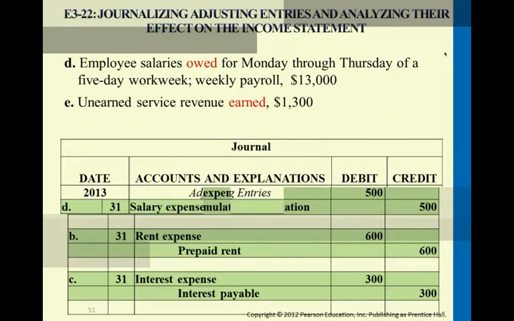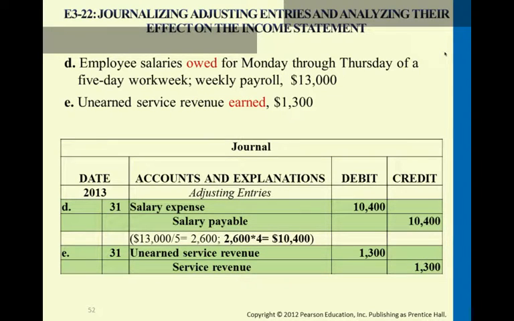Okay, we have two more. Employee salaries owed for Monday through Thursday. And this is a five-day work week, but we're only capturing Monday, Tuesday, Wednesday, Thursday. So meaning that we're not actually recording payable liability for the entire $13,000, but we break that down to a daily basis and you times it by 4 days. Every single day the work is worth $2,600, and you have Monday, Tuesday, Wednesday, Thursday, that times 4 days. So salary payable altogether will be $10,400 instead of 5 days, $13,000.